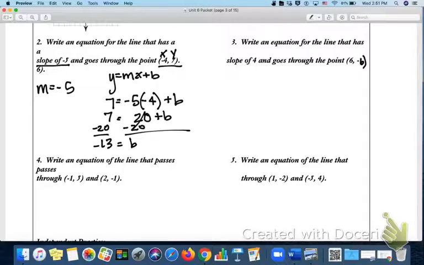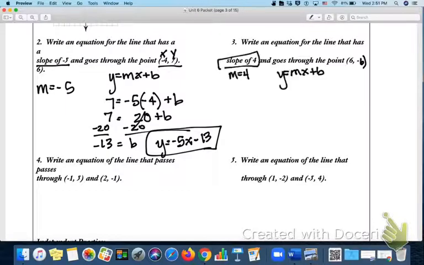I'm not quite done. I now know the slope and I know the y-intercept. So that means I can replace the m value and the b value. We're going to replace those and write the equation y equals negative 5x minus 13. Let's try the next one. Write an equation for the line that has a slope of 4 and goes through the point 6, negative 6.